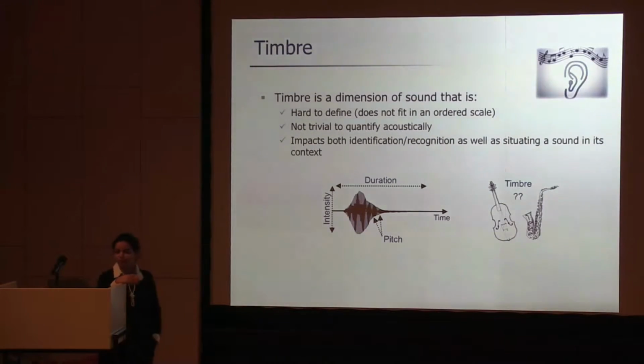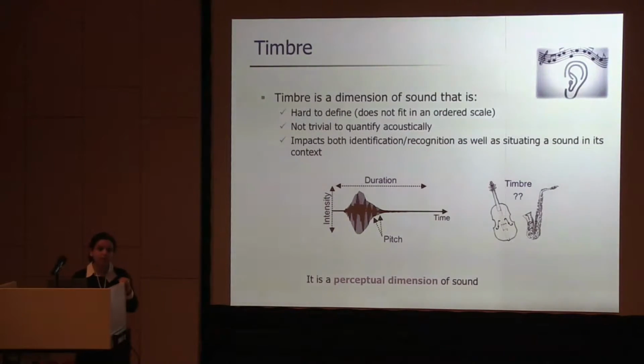The other point that I wanted to bring up, since it came up both in Jeffrey's talk but also in some of the talks yesterday, is that it does impact both the identification, the recognition. You can tell a violin from a saxophone, but it also has to do with how we judge sounds in their context, specifically when we talk about musical timbre.